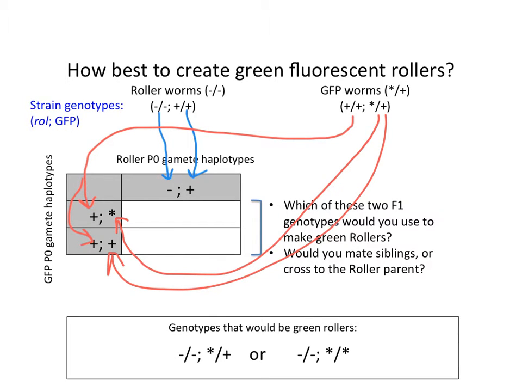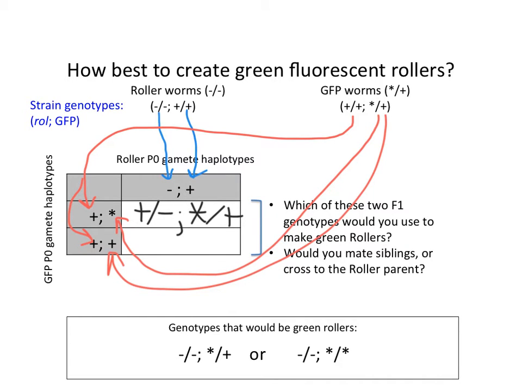So if we actually write out the genotypes, start with the first gene, the roller locus. It gets a plus from the parent on the left and a minus from the parent whose gamete is on top. Semicolon, and then asterisk and plus at the GFP gene. So what's the phenotype of this worm? What does it look like if you looked at it under a microscope? Does it roll or does it not roll? It doesn't roll, it's fluorescent.